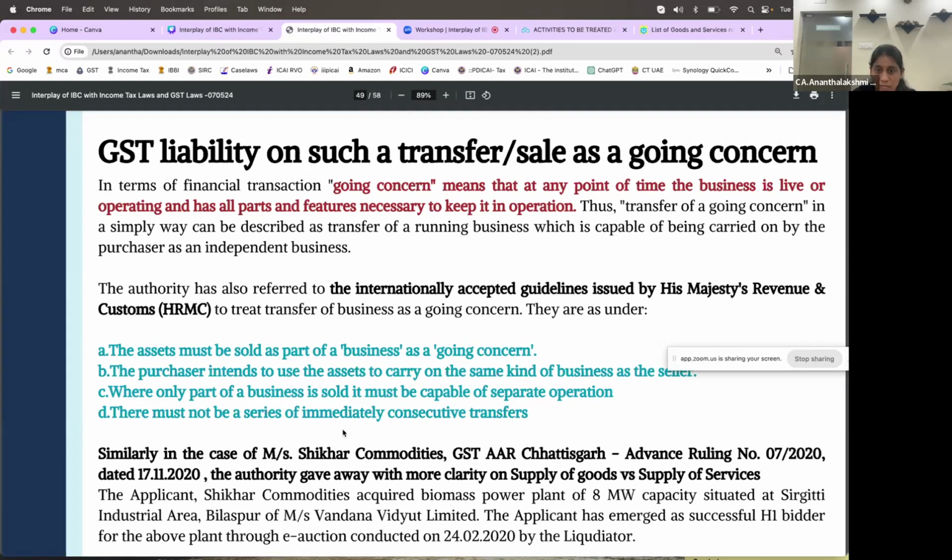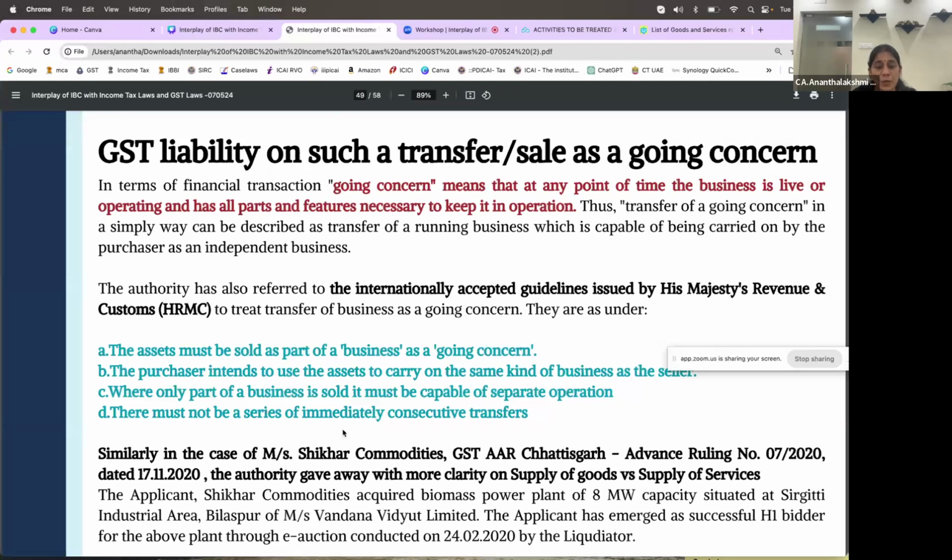The purchaser intends to use the asset to carry on the same kind of business. It is not that after buying assets from you, I will take up the assets alone. I want to run the business the same as yours. If I'm having hotels in multiple areas, and I want to sell a hotel only in Tamil Nadu, only in Andhra, that is separate. That can be taken as separate and can be used as separate.